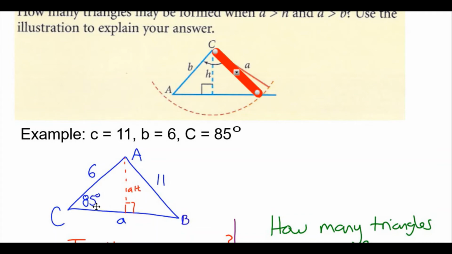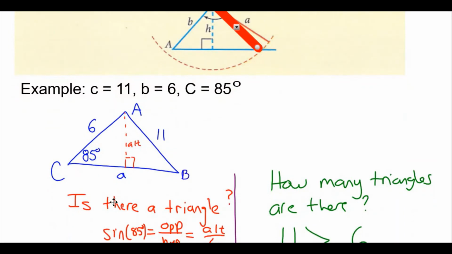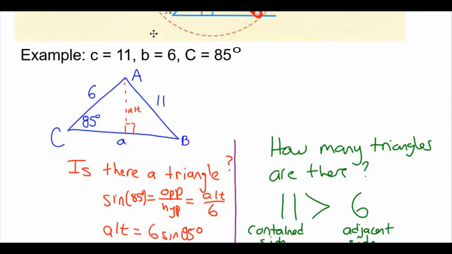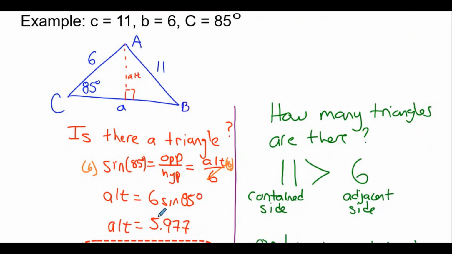To find the altitude, we're going to do sine of 85 is equal to altitude over 6. And we're going to do this to determine, is there a triangle to begin with? So sine of 85 is equal to opposite over hypotenuse, altitude over 6. And then we solve this, as we've been doing, by multiplying by 6 on both sides, giving us that the altitude is 6 sine 85, and we type it in the calculator and we get 5.977.